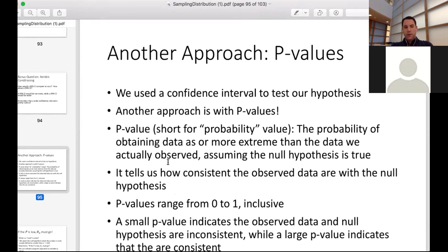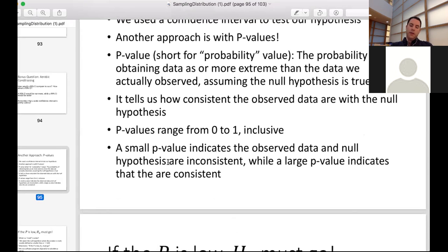So the p-value is just short for probability value, and it represents the probability of obtaining data as or more extreme than the data we actually observed, assuming the null hypothesis is true. And the p-value can range from 0 to 1. And we say that a small p-value is significant, and we usually use a cutoff point, an alpha value of 0.05, for our significance level. And we say that a small p-value will indicate that the observed data and null hypothesis are inconsistent, and a large p-value indicates that they are consistent.